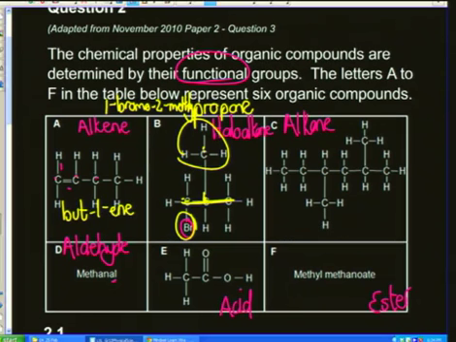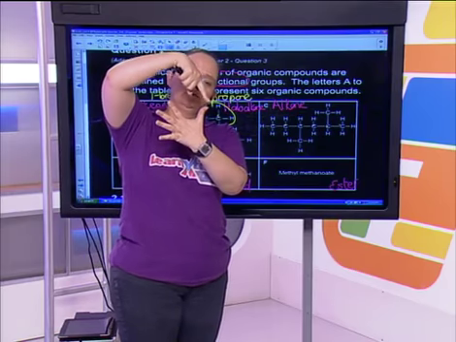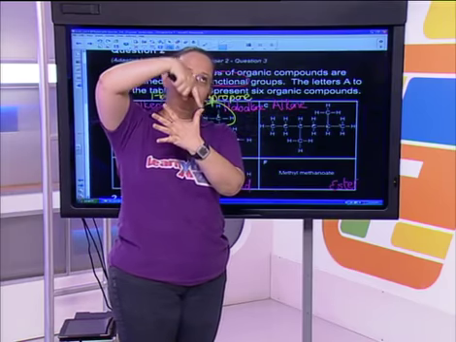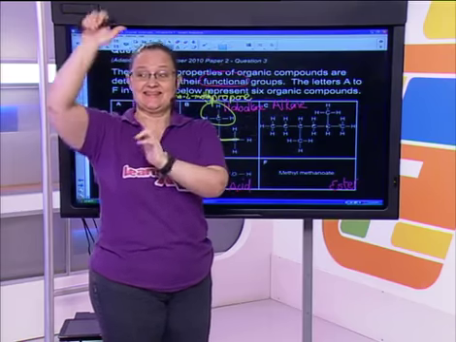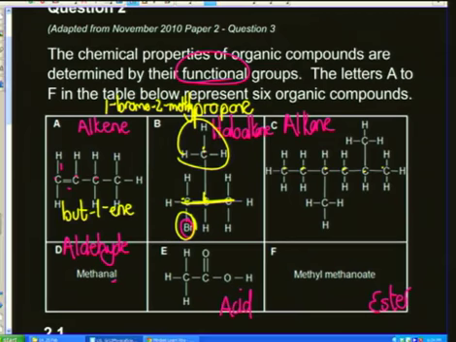Now this last one that we're going to do here, 1, 2, 3, 4, 5, 6 in the longest chain. That means meth, eth, prop, but, pent, hex. Hex is 6. So I know this is going to be hexane. I'm going to write it over here because I've run out of space. Okay.